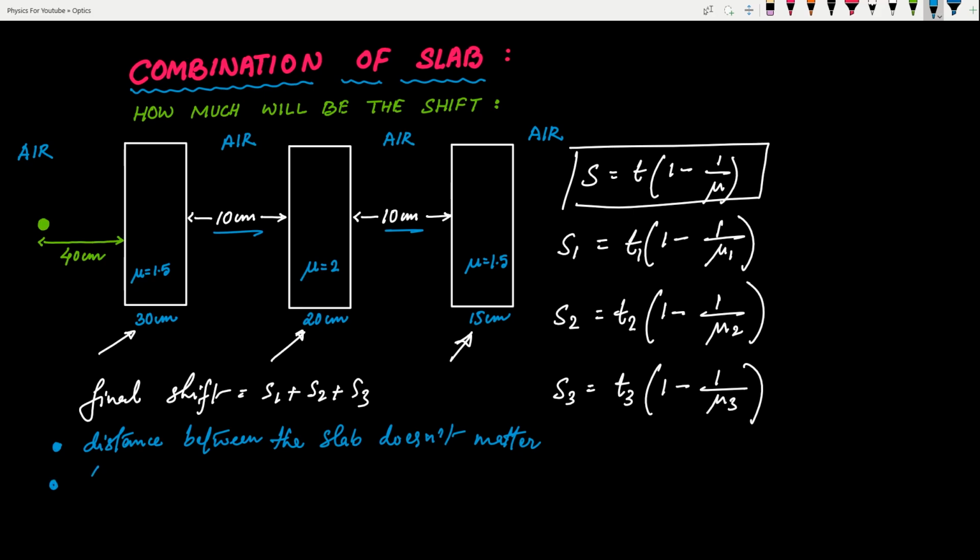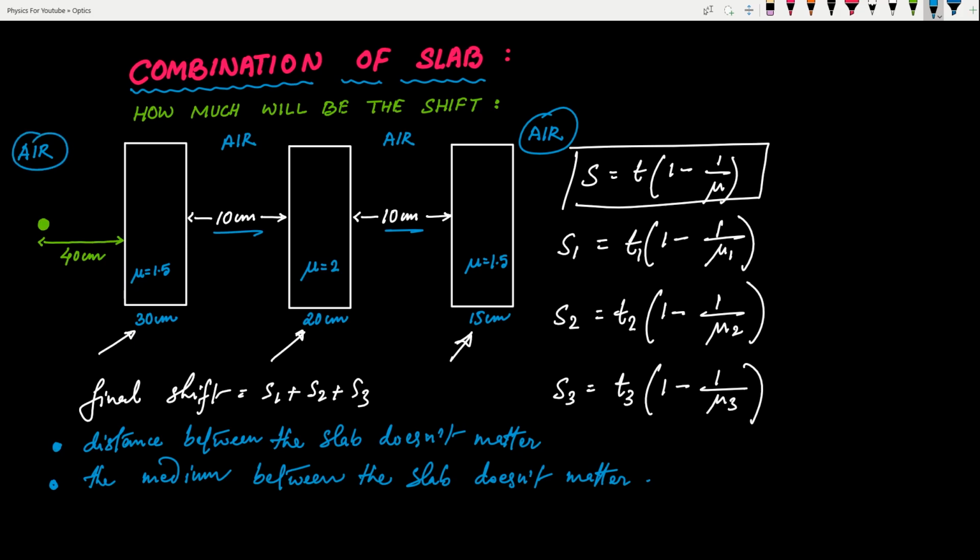And number 2 is the medium between the slabs. Okay, so the medium between the slabs doesn't matter. We just need to look at what is the initial medium and what is the final medium, and this medium and this medium have to be the same. We have discussed earlier, we don't need to look into the medium in between. We just require this. What is the medium used here? Since air is being used, we have used 1 in every case.